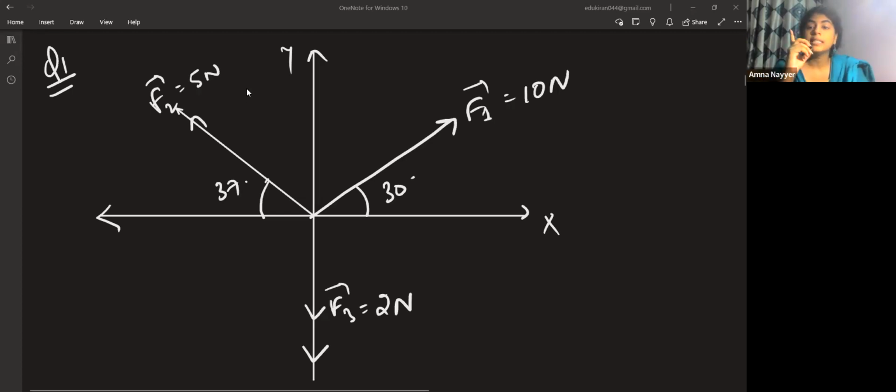Now coming to the first vector F1, let us resolve this. Let us start with you, Sarah. If we resolve it, one component will be this and one component will be this. Please tell me its X component, Sarah. X is equal to sine theta.